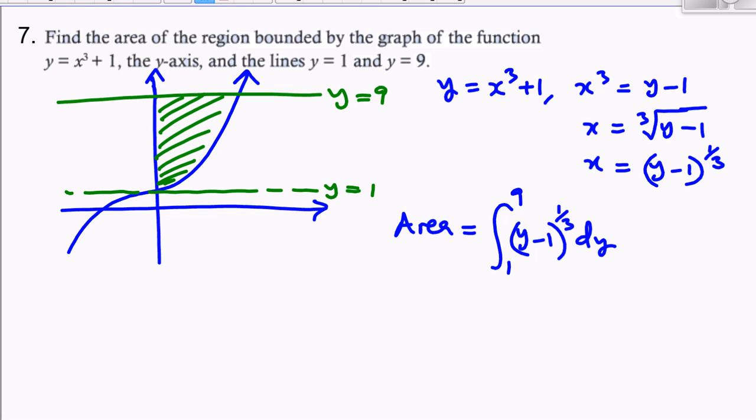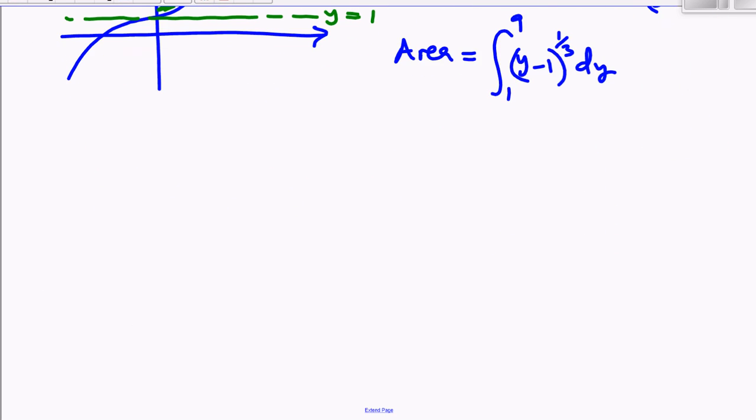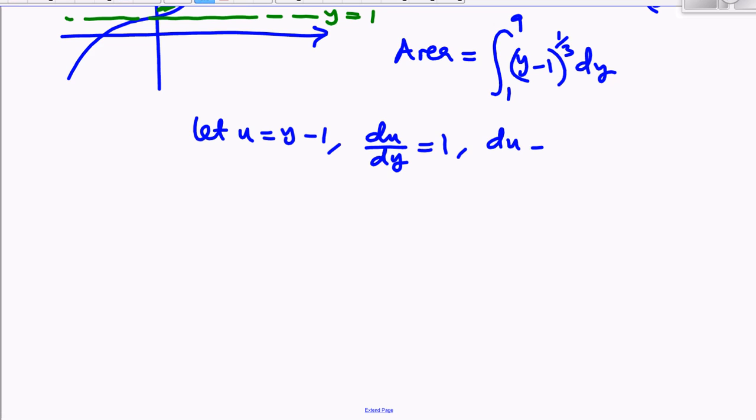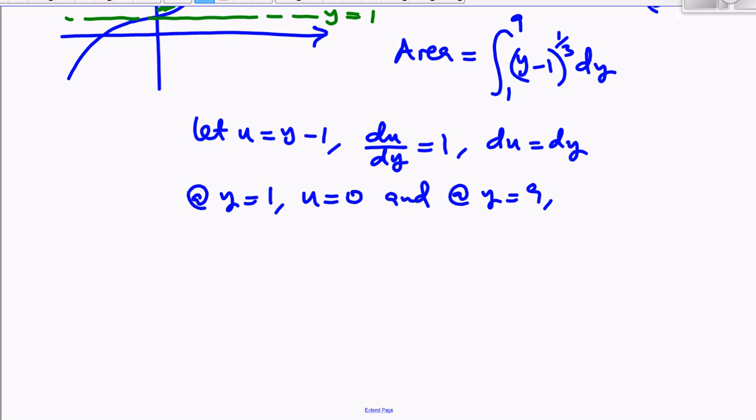And we'll have to use substitution here. So just extend the page a little bit. Let u be equal to y minus 1, which means du over dy will be 1, which means that du is equal to dy. At y equals 1, u will be equal to 0. And at y equals 9, u will be equal to 8.